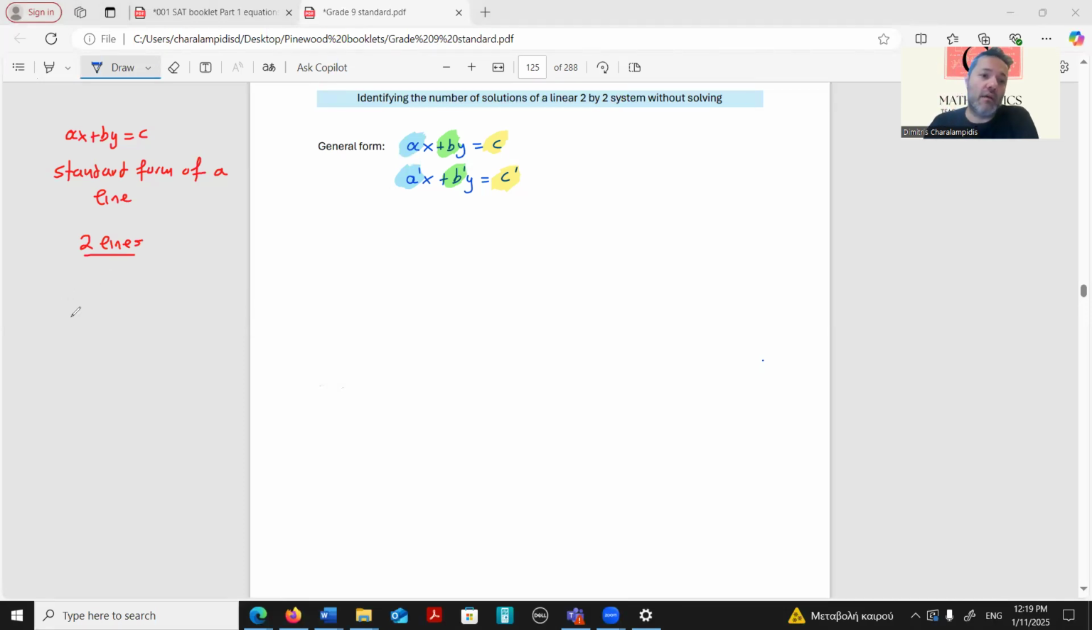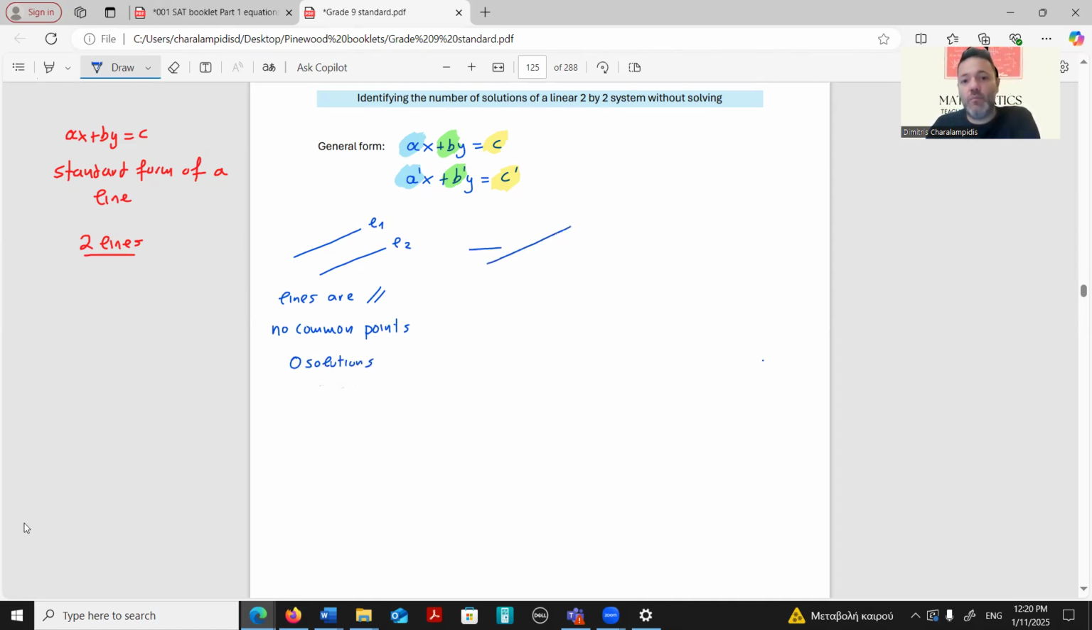We could have them like this. Here we can see that the lines are parallel. With regards to the common points, this means no common points. So this would mean that we have 0 solutions.